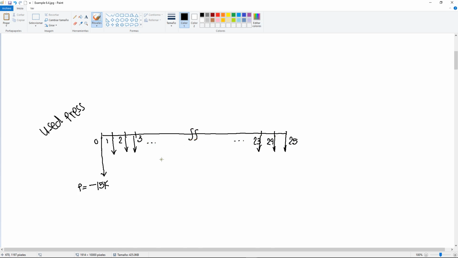It continues. A is equal to minus 8,200. And then it says that the salvage value, which is going to be in year 25, is supposed to be 5% of the initial investment. So that means it's going to be 15,000 times 0.05, so the salvage value is going to be 750. That's how the diagram would look for the used press.